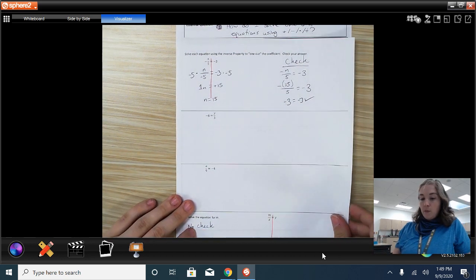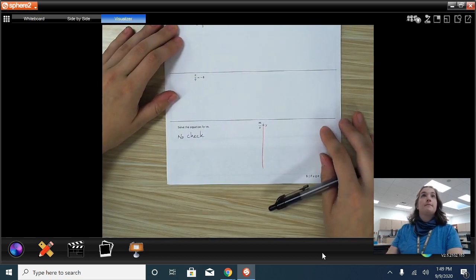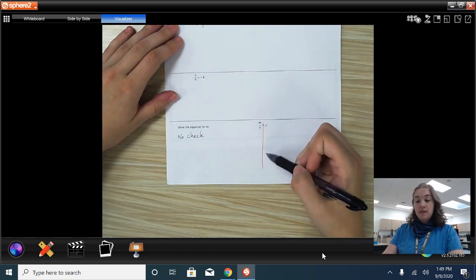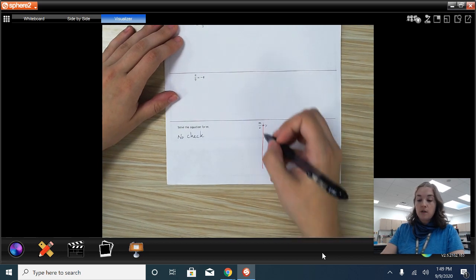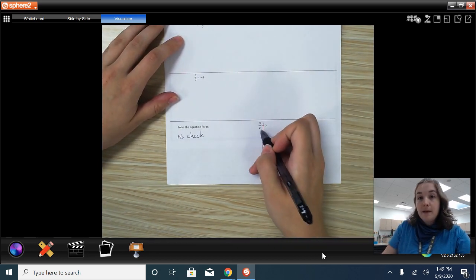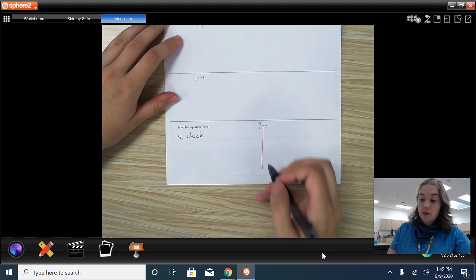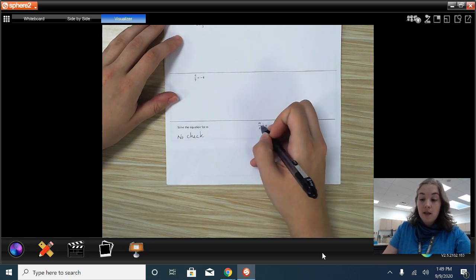The last one I wanted to look at is a literal equation. So we have m divided by z equals y, and we want to solve for m. We want m to be by itself. I am dividing by z. So in order to get m by itself, I have to get rid of z. I need to 1 it out. The opposite of divide is multiply.